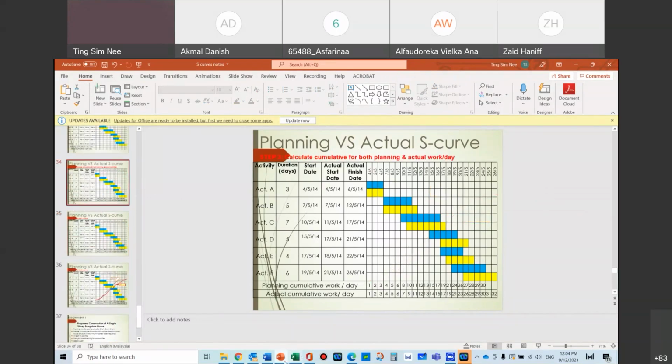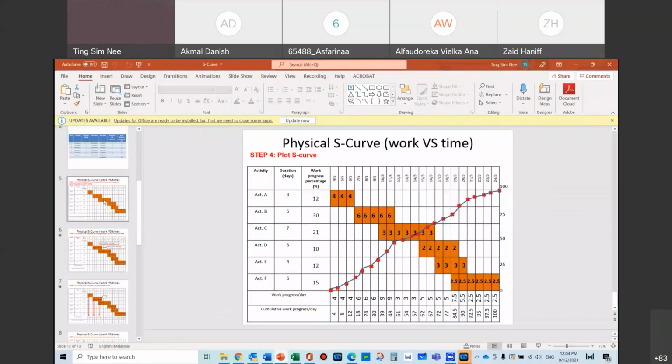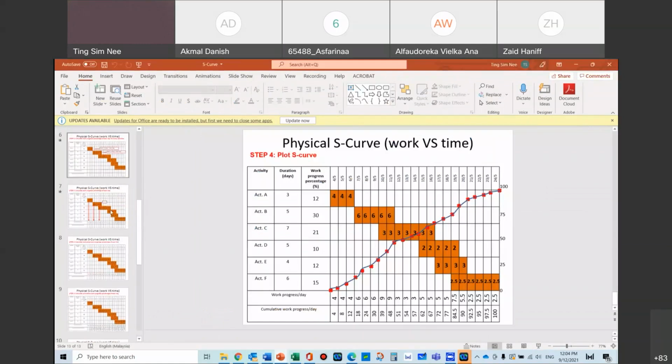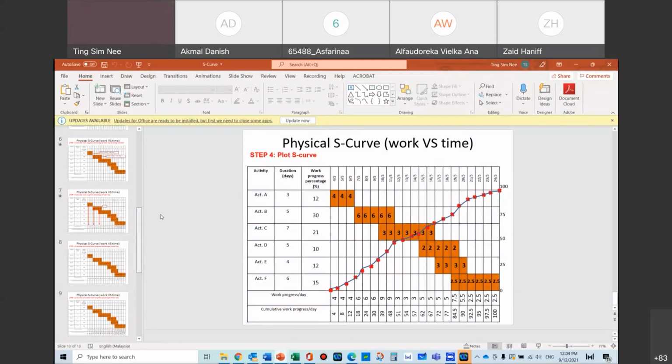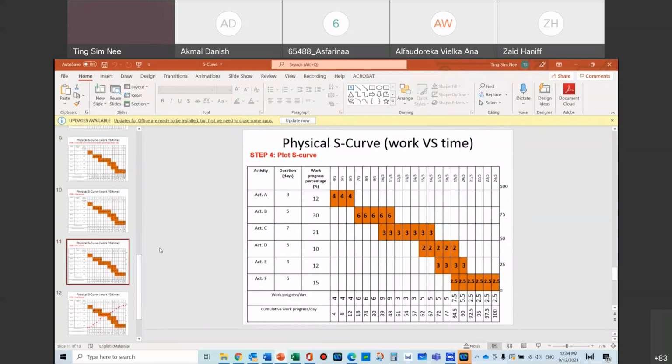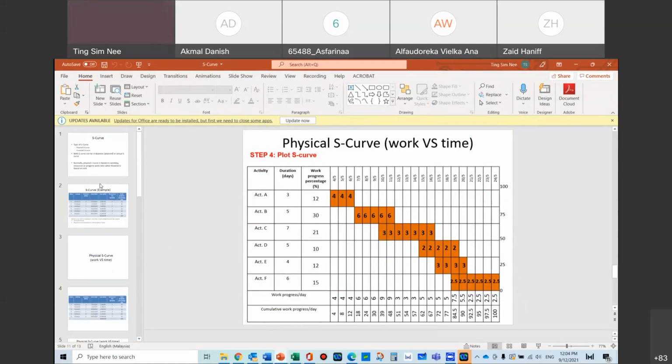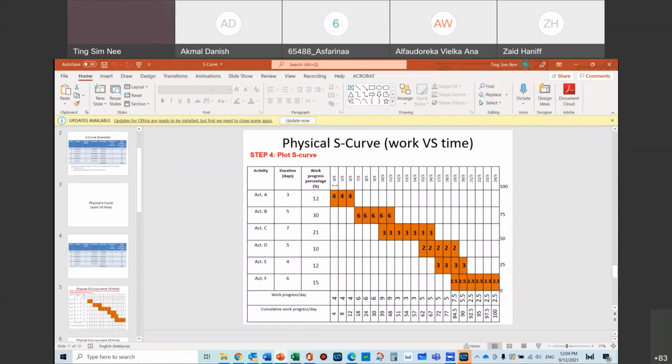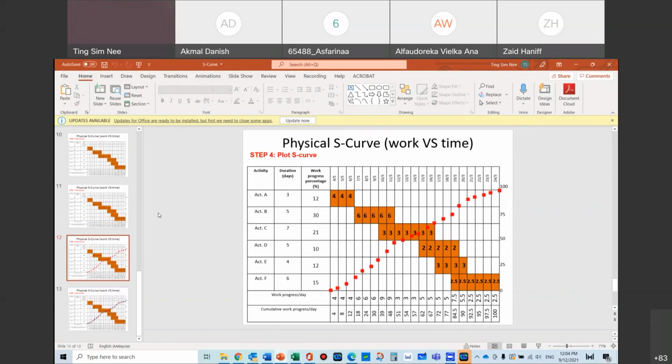And there's another set of notes here that also talks about physical S-curve. It's the same thing actually. I will give it to you anyway. These are the steps here, and then you just do what I told you. So for the physical S-curve, if you refer to these notes, it's a bit more detailed, step by step kind of thing.